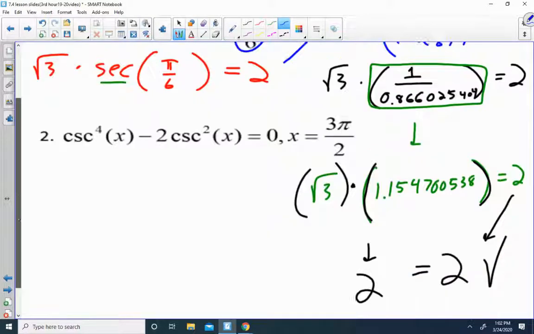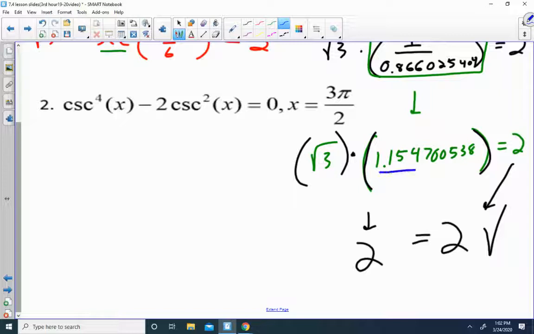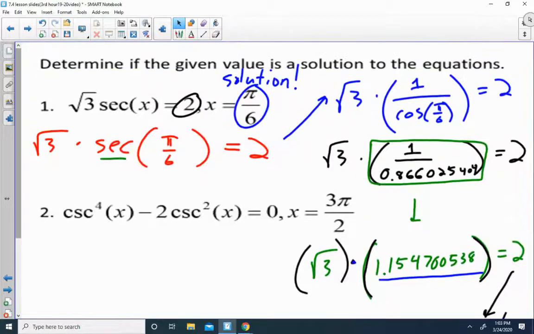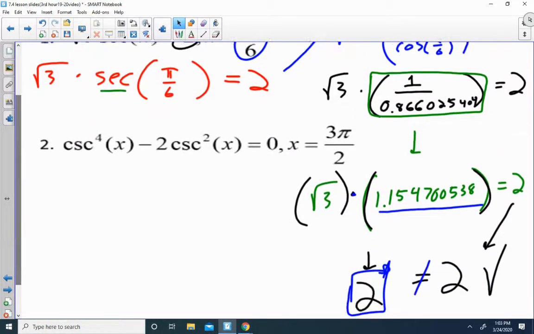You guys see why I didn't round? If I had rounded this and then multiplied by root 3, I would not have gotten 2 as my answer. I had to use every single decimal number. If I didn't, this would have been like 1.999998 something, which would not have equaled 2. So please do not round your decimals, not until the very end. Okay, so that takes care of that one.